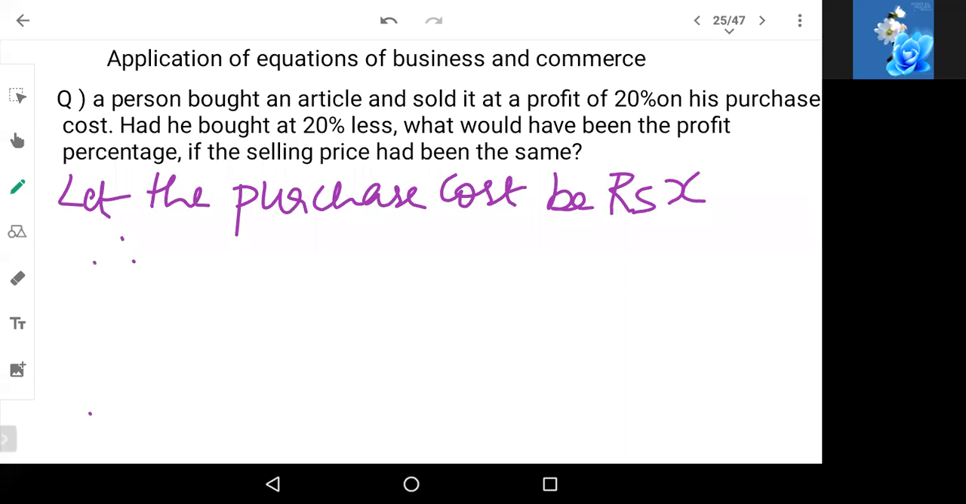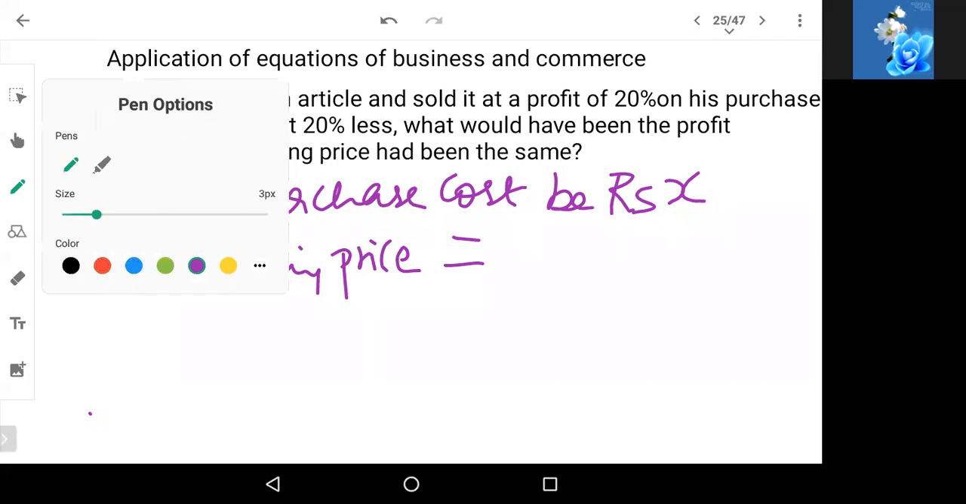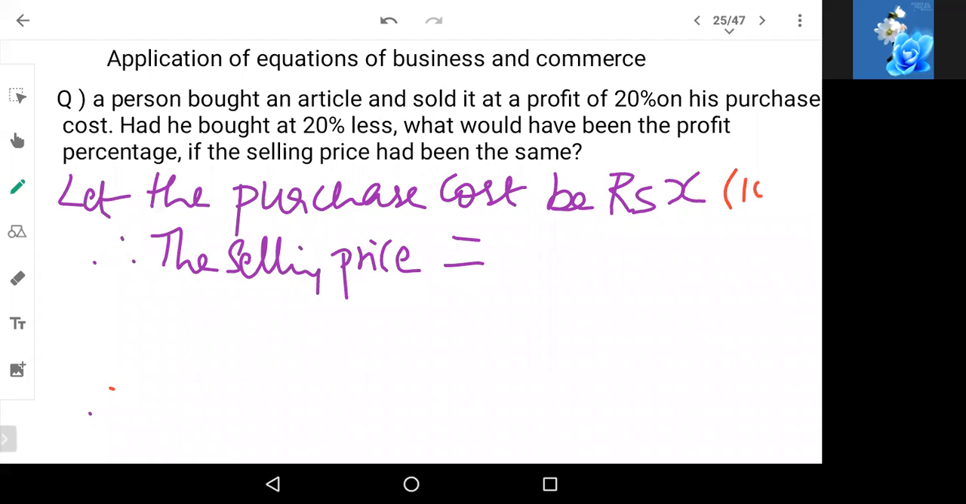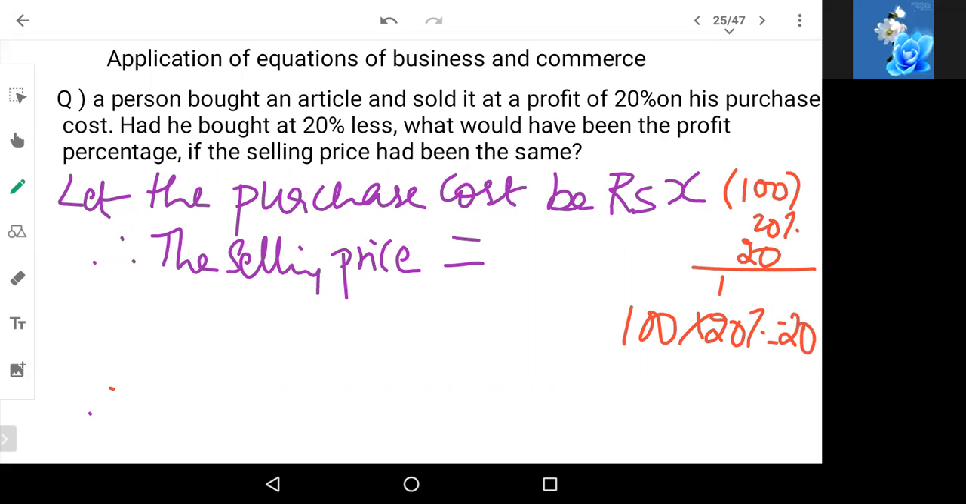Now, therefore, the selling price is equal to, they have told we are supposed to have 20% profit. Okay, suppose if this purchase cost, let's take for example, suppose the purchase cost was 100, 20% profit on this means I will add 100 into 20%, which is nothing but 20 rupees. So I'll add 20 rupees. So totally my selling price will be 120.